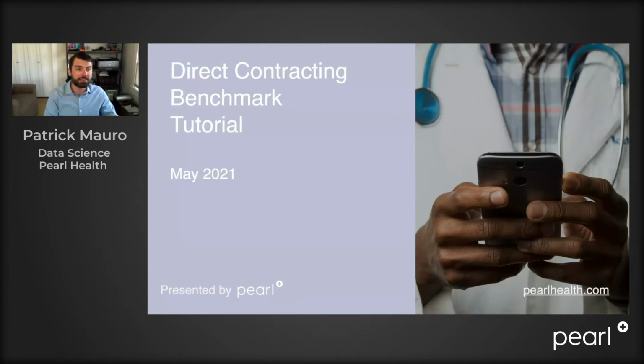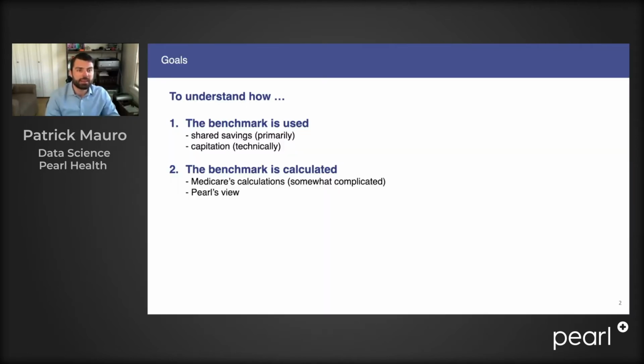And I'll be talking to you today about how some of the financial calculations that underlie the direct contracting model are calculated, specifically the direct contracting benchmark. In this lecture, we're going to talk about how the benchmark is used. Primarily, it is used to calculate shared savings payment that you might receive in the model, but it will also creep into how the capitation payments are calculated. And we'll talk about what those terms mean as well if you're not familiar.